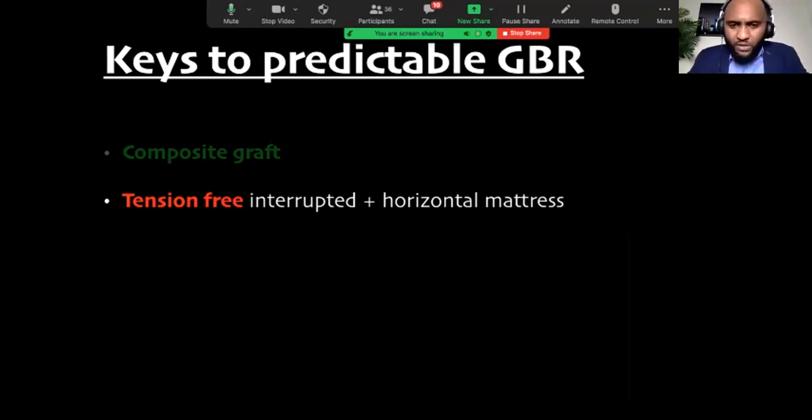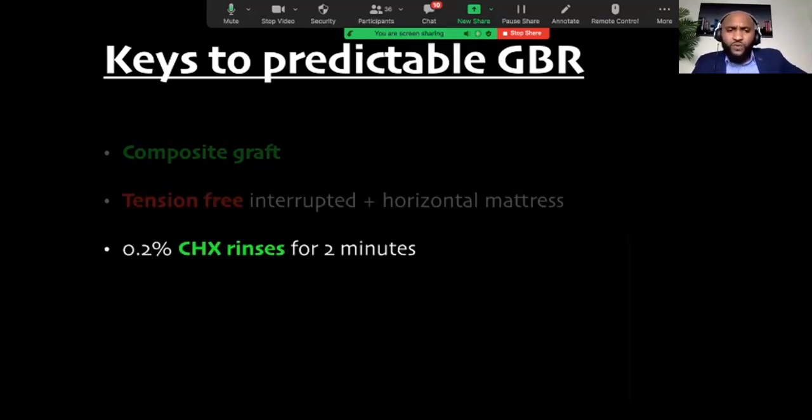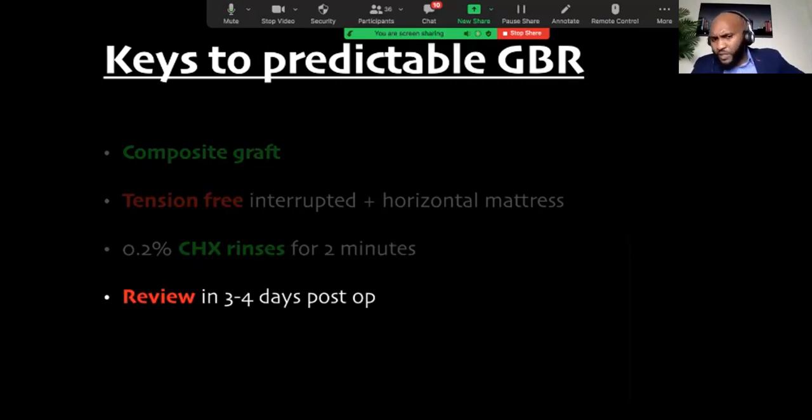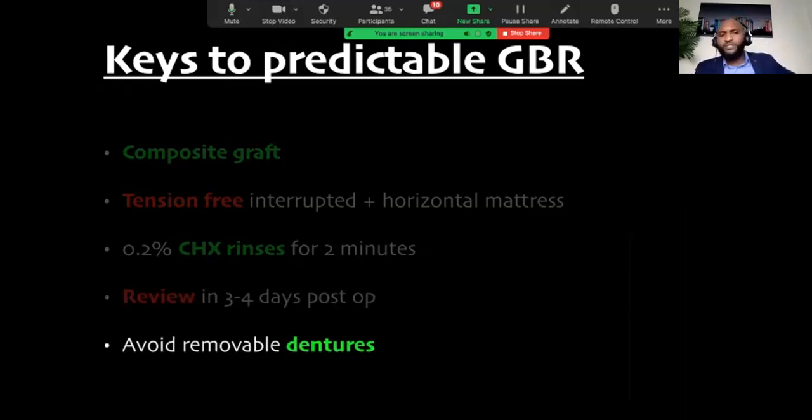Tension-free closure: I cannot overemphasize the need for periosteal release incisions to ensure that you do not suture under tension, because that wound is likely to open up. Interrupted sutures and horizontal mattress, that I'm sure is well understood. The need for excellent oral hygiene by the patient at home cannot be overemphasized. For grafted cases, closely monitor them, to ensure that in case anything is coming up, you're able to attend to it.